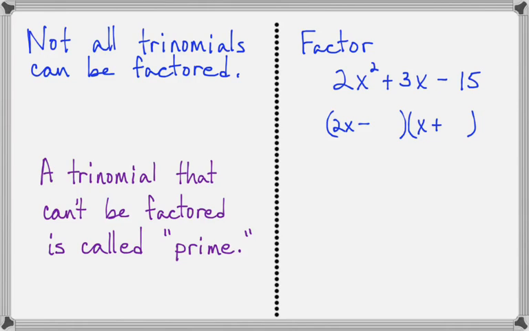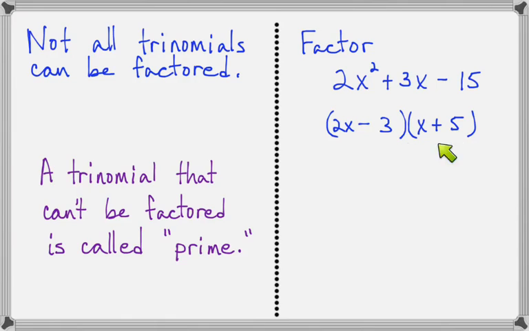Okay, now last times last has to be 15. My choices are 3 times 5 or 1 times 15. I'm going to go with 3 times 5 first, and I've put it down where the 5 is with the 2. Let's check outer plus inner. Outer times outer is 6x, inner times inner is minus 5x. Together that adds up to 1x. That's not what we needed, so this is not the correct factoring.